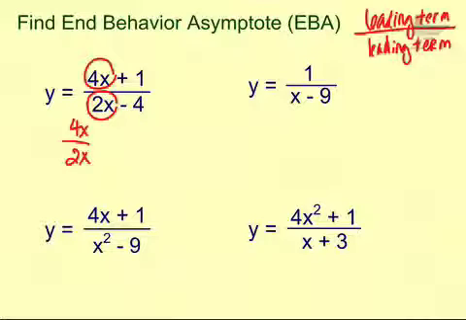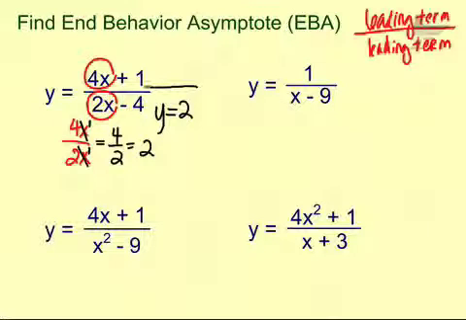What we want to look for here is if the degree in the bottom is bigger than the top. Now remember, the degree is the exponent with our x value. Since they are the same, we can just go ahead and simplify. Our x's will cancel and we're left with 4 over 2, which reduces to 2. So our EBA on this one is a horizontal line, that notation, y equals 2.